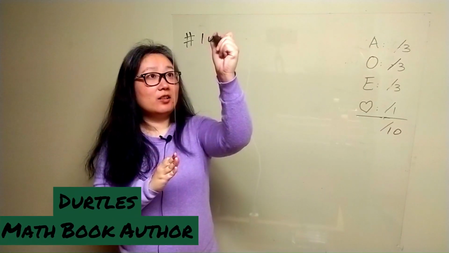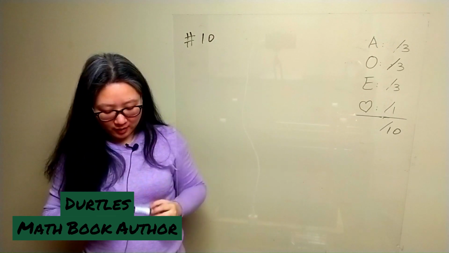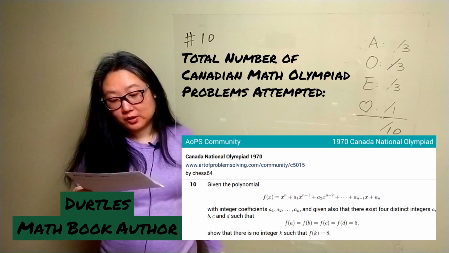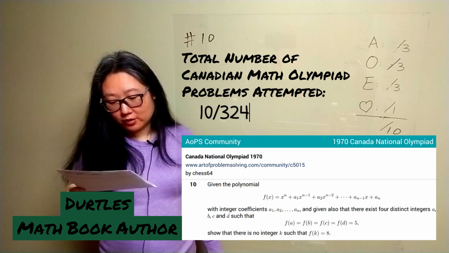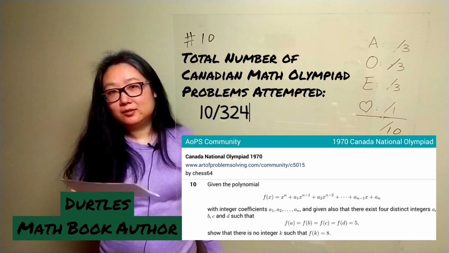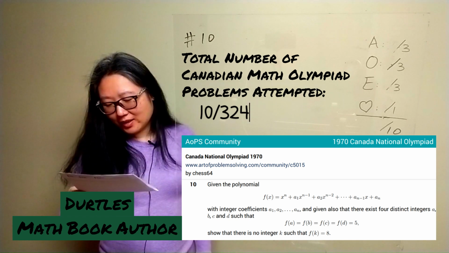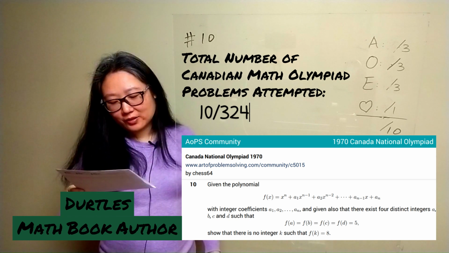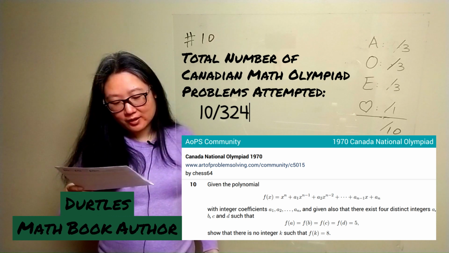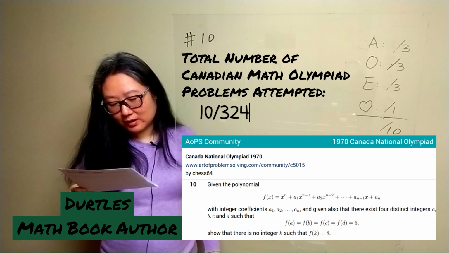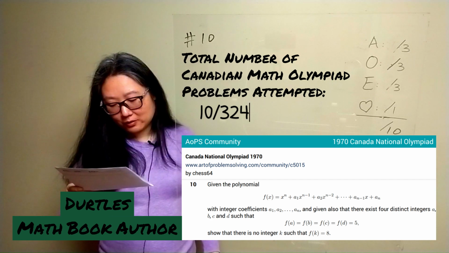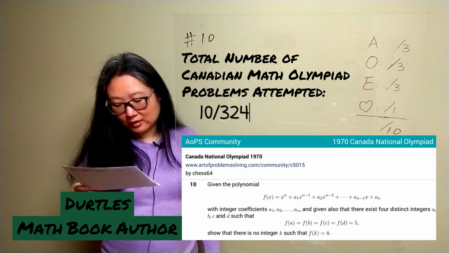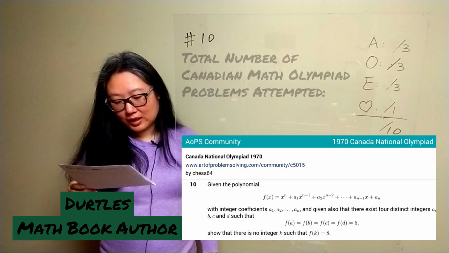Number 10, the hardest problem on this entire competition. Given this polynomial. Oh, I'm scared of this question already. It's a polynomial with integer coefficients, okay? And given also that there exist 4 distinct integers a, b, c, d such that they equal to 5. Show that there is no integer k such that it's equal to 8.